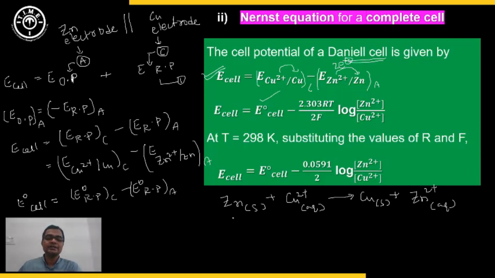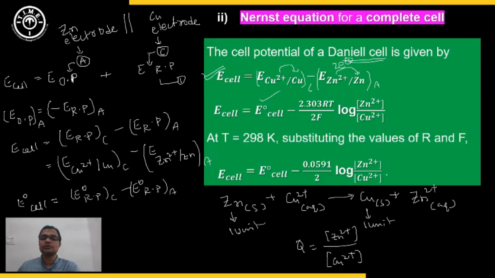In this case, the molar concentration of zinc is taken as 1 unit. Copper is also in solid state, so you have to take 1 unit. Okay, now we consider the reaction quotient Q is equal to the product concentration, that is Zn2+ ion concentration divided by Cu2+ ion concentration. This value I have to substitute over here. So the final equation you will get is this. Thus we can calculate the EMF of the cell.